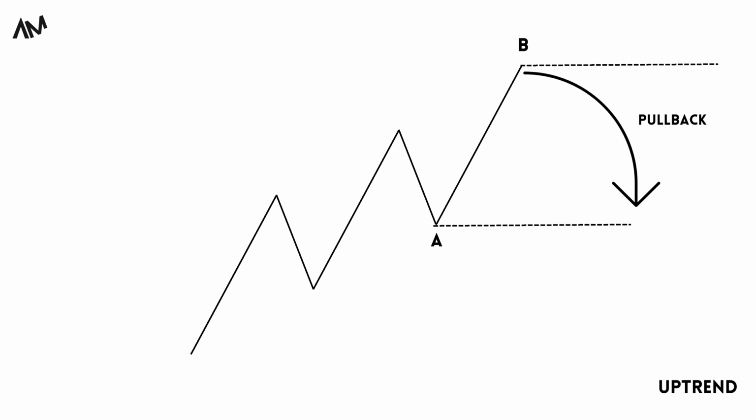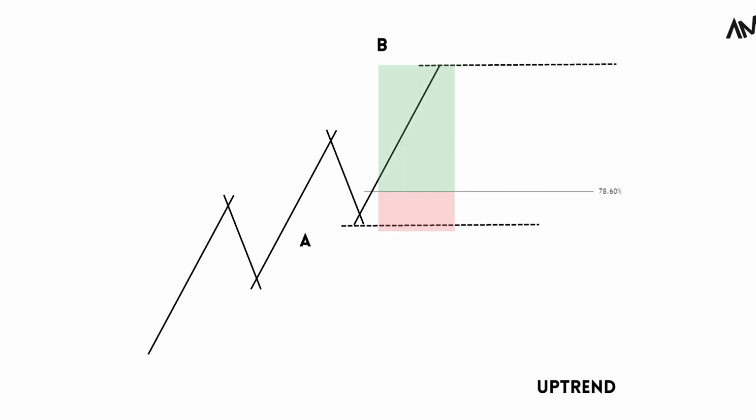To enter the position, we use the retracement tool from A to B and set a buying order precisely at the 78.6% level. Our stop loss is placed a few pips below point A, and we target point B. This provides a risk-to-reward ratio of approximately 1 to 3. Now, let's dive into the details of this trading setup step by step on a real chart.